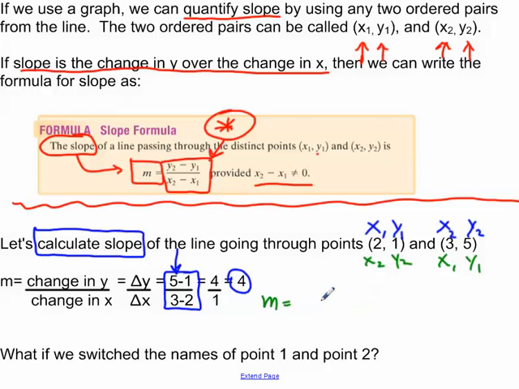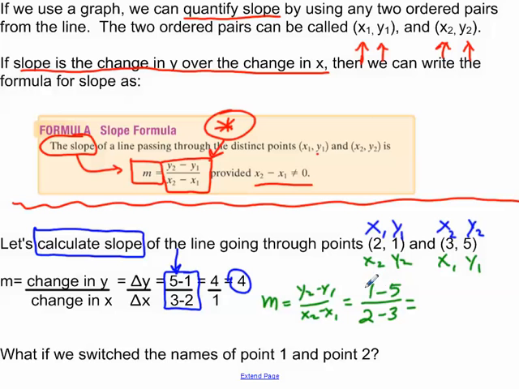Slope m equals y2 minus y1 over x2 minus x1, and I encourage you to repeat that every time you say it. By the time you get through with this video and this homework, you'll have that pretty much memorized. So let's go through with y2 minus y1. What's y2? It's right there: y2 is 1. Minus y1, y1 is 5, over x2, which is 2, minus x1, which is 3. So now we've switched them around.